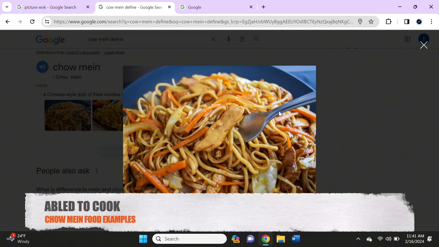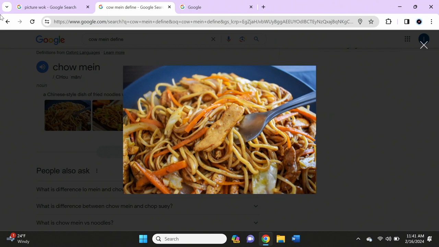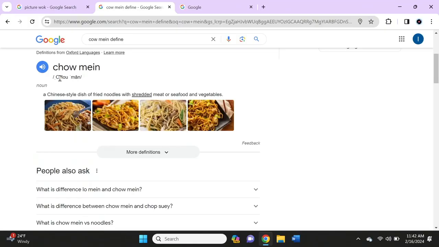So let's go in. We've heard about an Americanized dish called chow mein. Let's see if we can. It's chow mein. I'll show you what a picture of chow mein looks like. It's noodles and vegetables and that kind of thing, if you can see the picture. Let's go into chow mein. The definition of chow mein is a Chinese style dish of fried noodles and shredded meat or seafood and vegetables.